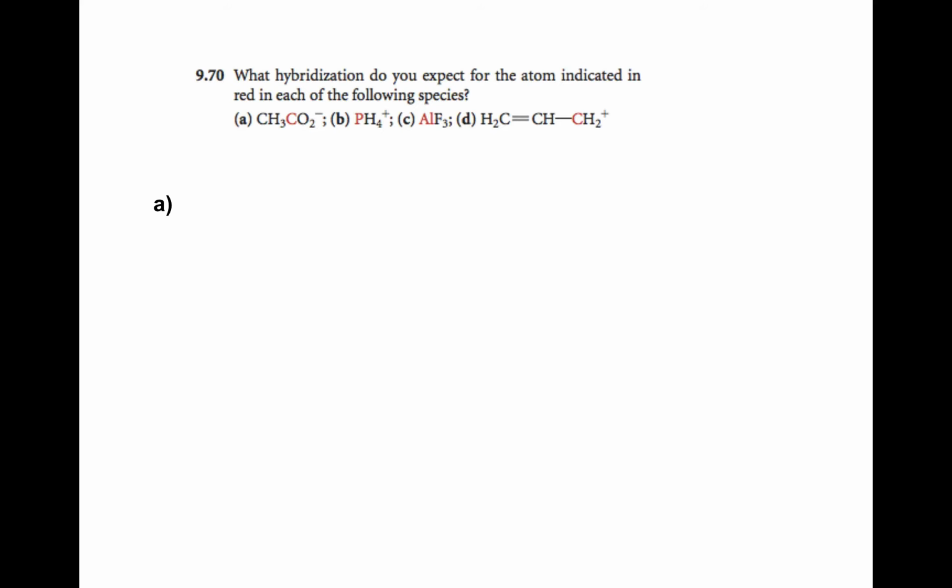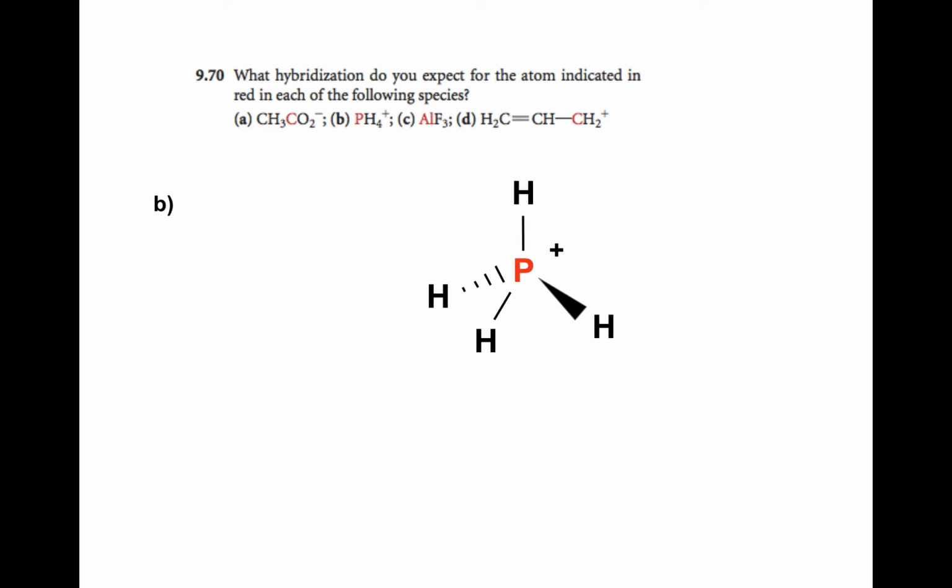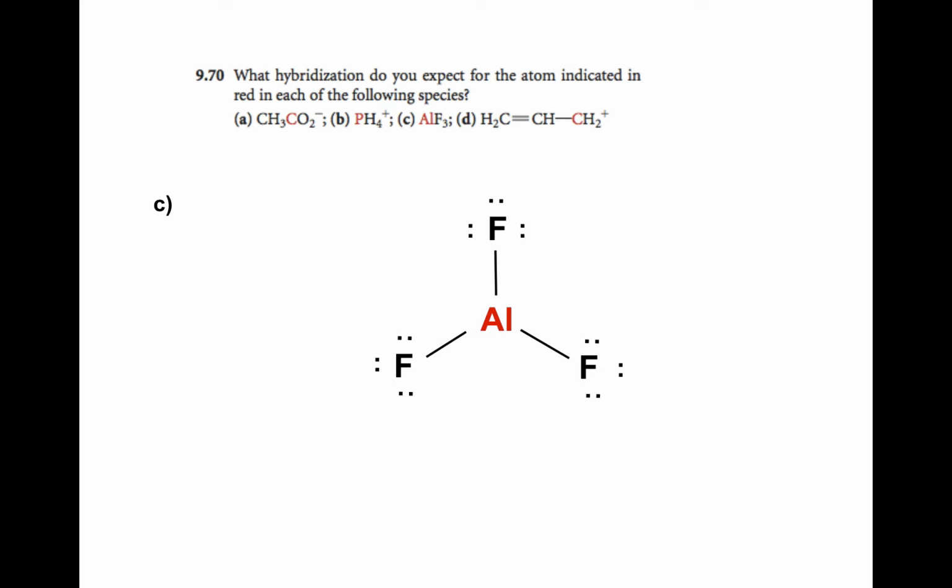What hybridization do you expect for the atom indicated in red in each of the following species? We've got the acetate ion. The carbon in red has a 120-degree bond angle. You've got a double bond, which means a pi bond, so an unhybridized p, so this is sp2 hybridization. If we're looking at the cation with phosphorus as the central atom, that's 4 bonded pairs, no lone pair. That's tetrahedral geometry, sp3 hybridization.